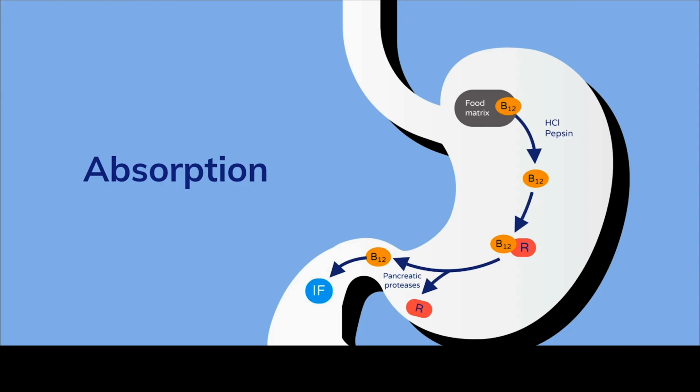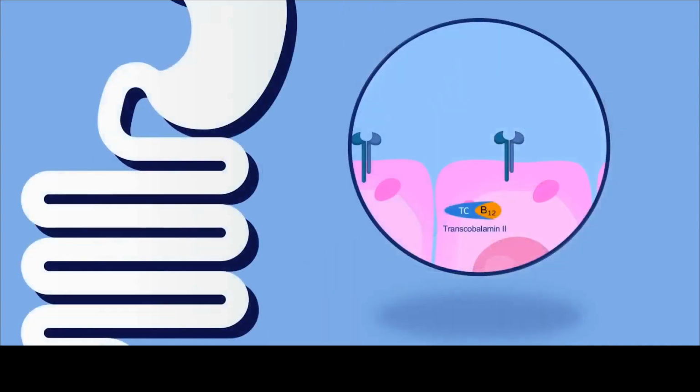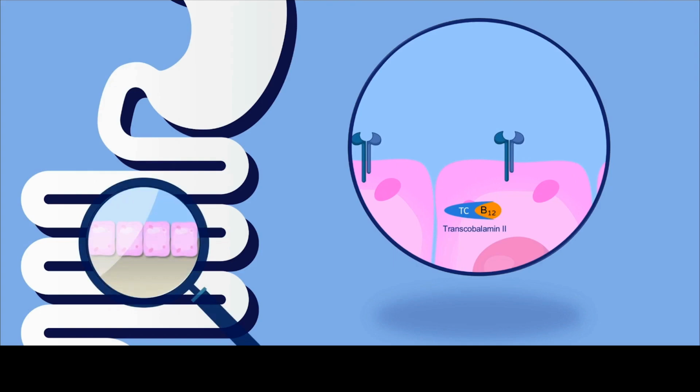And then when B12 is released by the proteases, it then binds to intrinsic factor, which is generated from gastric parietal cells. And that's a protein that needs to be in sufficient amounts to support the proper absorption of this vitamin. The majority of absorption happens in the distal part of the small intestine or the terminal ileum. And when it gets there, the B12 intrinsic factor complex binds to a receptor called cubilin on the surface of the mucosal cells. And that complex is then internalized through endocytosis.